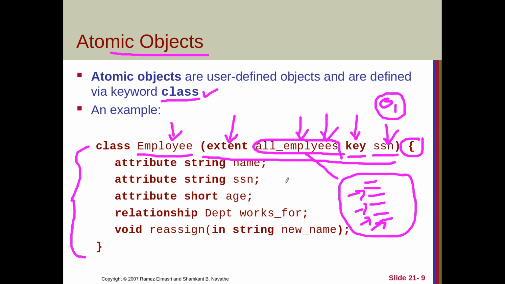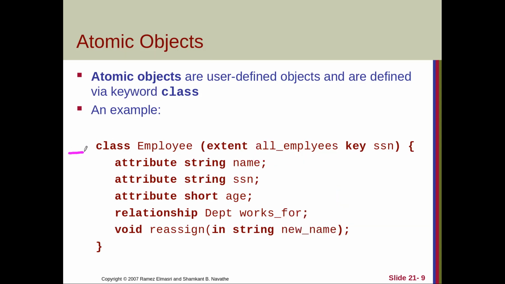So once again, this one line: class employee, within brackets extent all employees, a single name where all the employees created based on this class will be added. Then I am setting a primary key, which is SSN. Normally for all the classes we include these two. Then opening a curly bracket, within this I will be declaring the first variable. For declaring each attribute we use the keyword attribute.